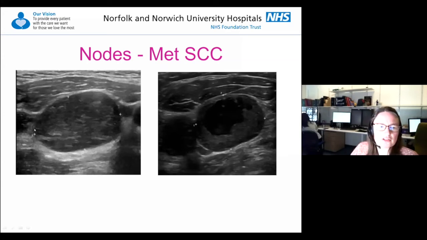These are both metastatic SCC nodes. Again, this node is rounder than you would normally see. It's enlarged, it's lost the fatty hilum, and it's very heterogeneous in appearance. And the node on the right has quite a large cystic area here. And we commonly see that, particularly in head and neck cancer.